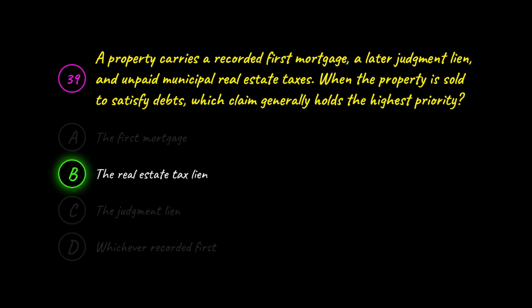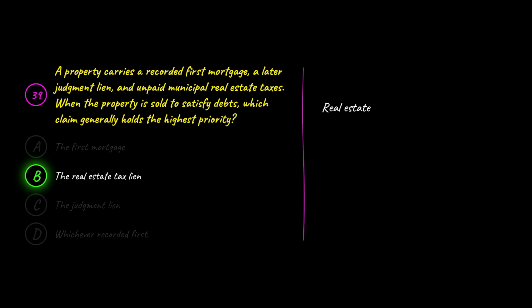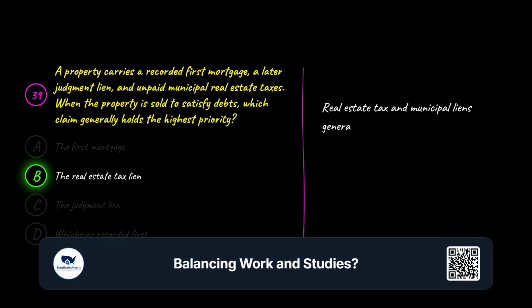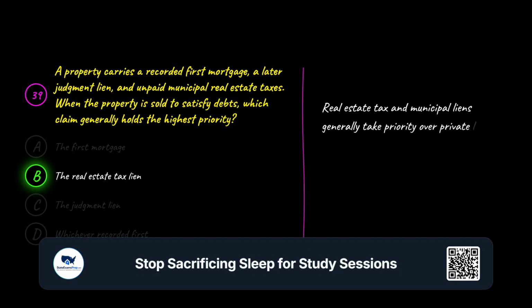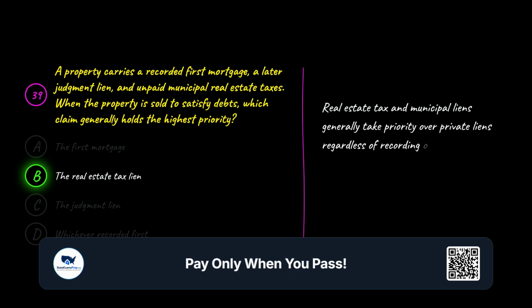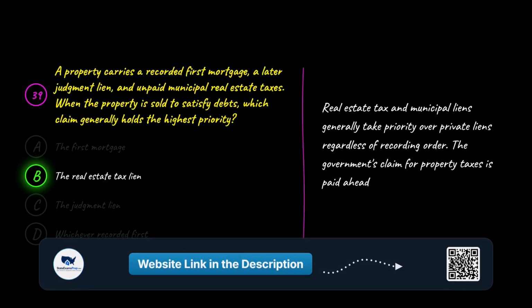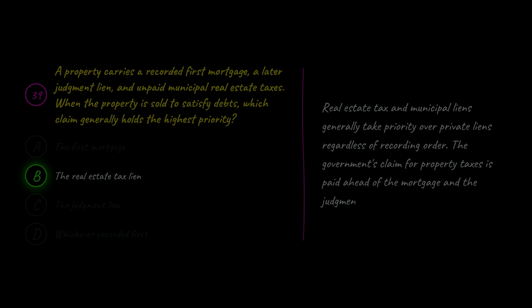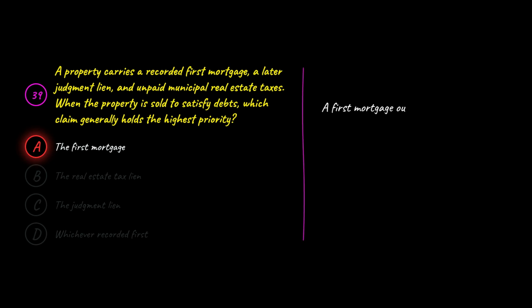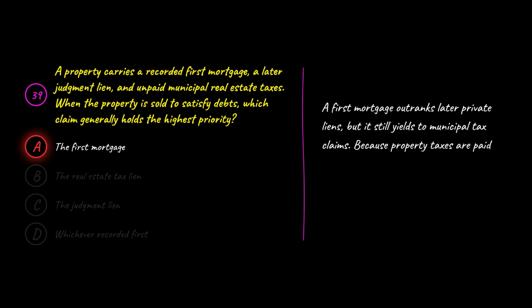The correct answer is B, the real estate tax lien. B is correct because real estate tax and municipal liens generally take priority over private liens regardless of recording order. The government's claim for property taxes is paid ahead of the mortgage and the judgment when the property is sold. A is wrong because a first mortgage outranks later private liens, but it still yields to municipal tax claims. Because property taxes are paid before private encumbrances, the mortgage does not hold the top position here.